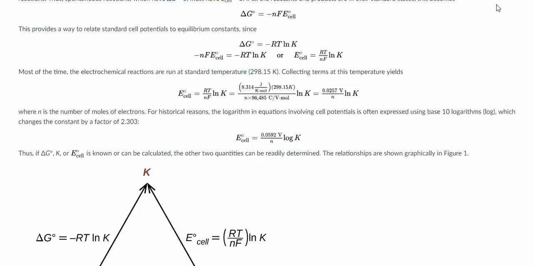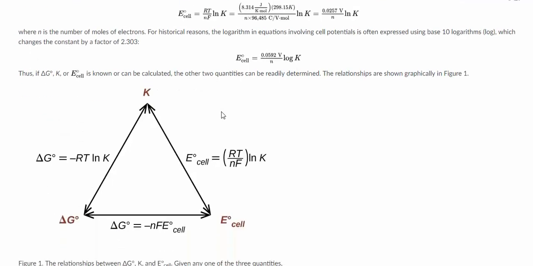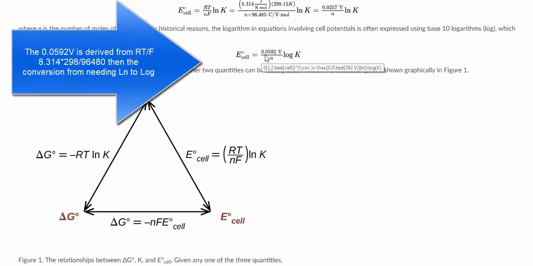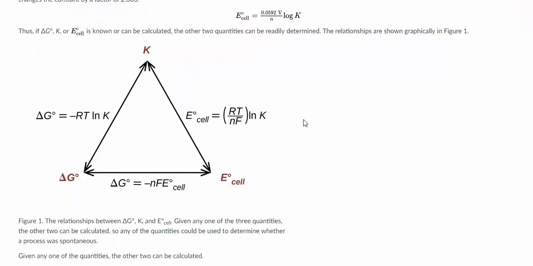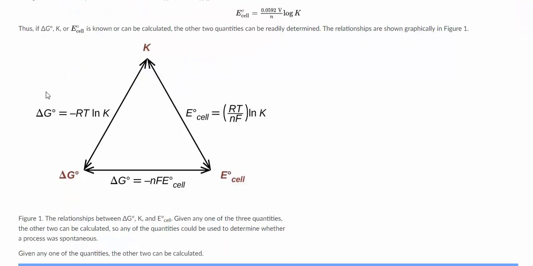Now we can combine those two equations into one so that we have the E naught of the cell is equal to 0.0592 volts over N. Now the N is the number of electrons used in the overall equation times the regular log of K. Now this triangle has been shown to help a whole lot of students with what equation to get to what. So you might want to write this down in your notes as well.